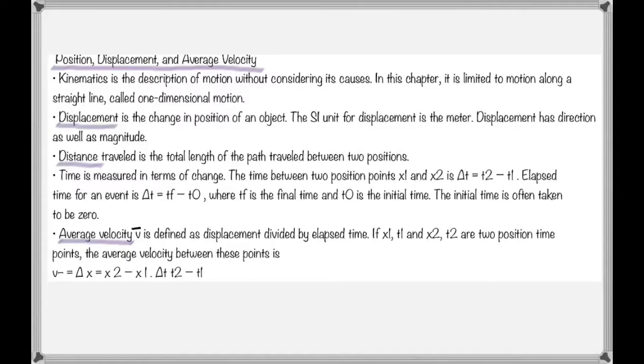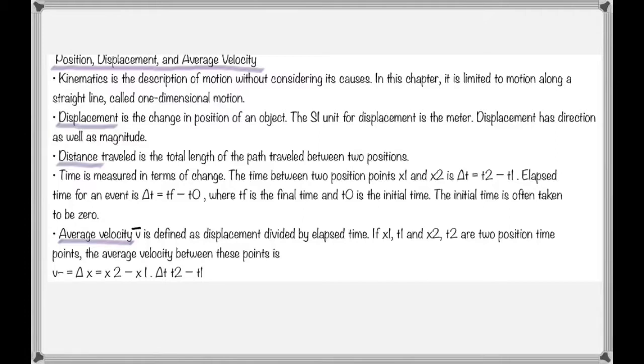Okay, tell me, what is making this move? Force. So in kinematics, we are not concerned about forces. We are only concerned about how the object moves. Is it moving at constant speed or is it increasing speed? That is kinematics. So kinematics is the description of motion without considering its causes.